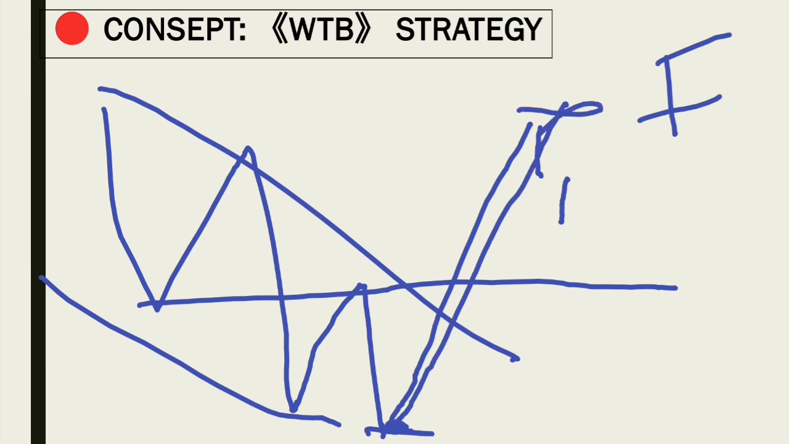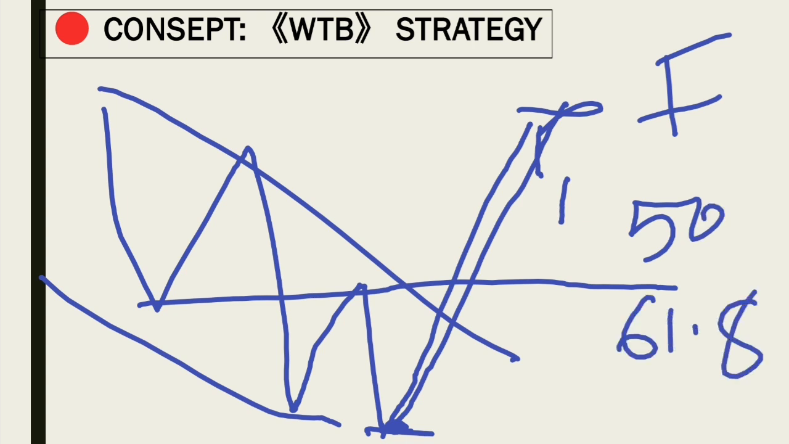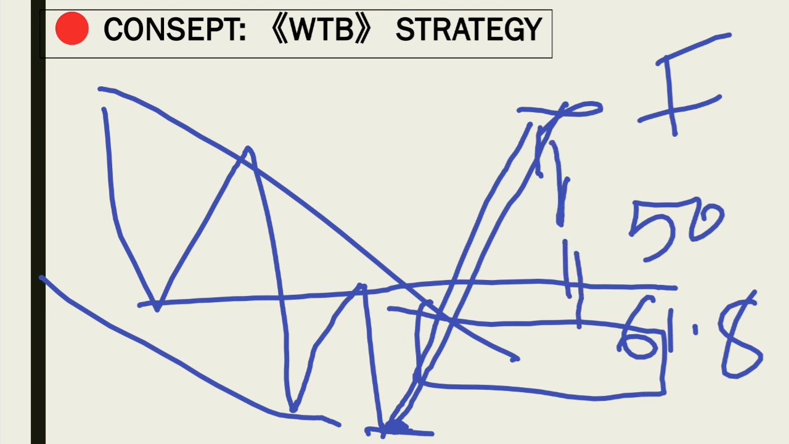Are you getting the point? We find the 50% and the 61.8. Are you getting here the zone? We make here a zone of the Fibonacci tool. So we wait for the market to retrace to the key area between 50 and the 61.8 of the Fibonacci.